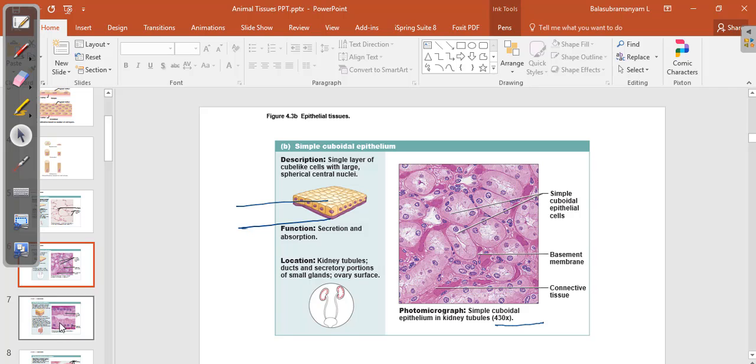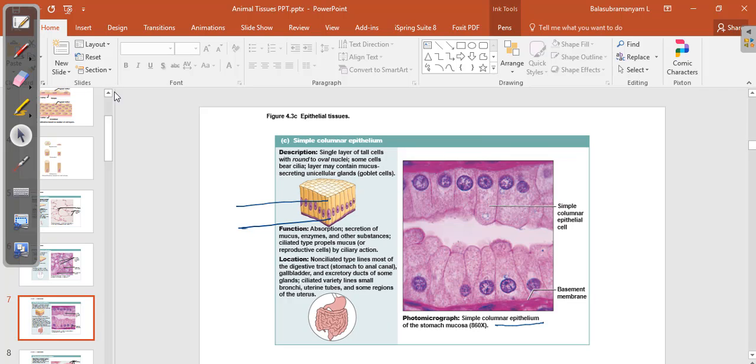Next we can see the simple columnar epithelium. I think this is an extract from the stomach or the digestive part of the animal. So this is the stomach mucosa. So you can see even the mucous glands here. It is associated with mucous glands, mostly the basement membrane and then the nucleus in blue color.